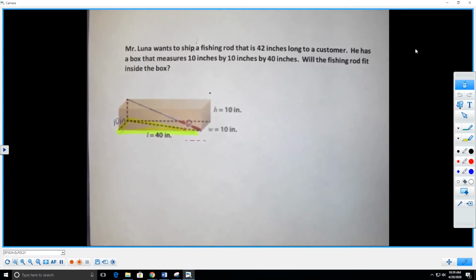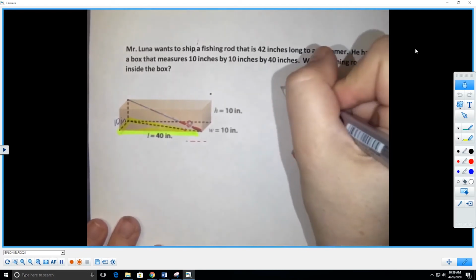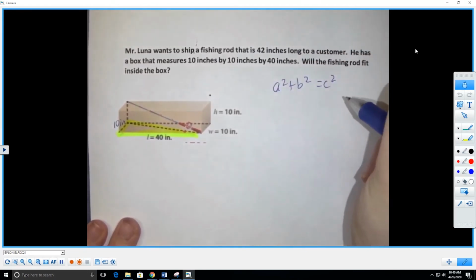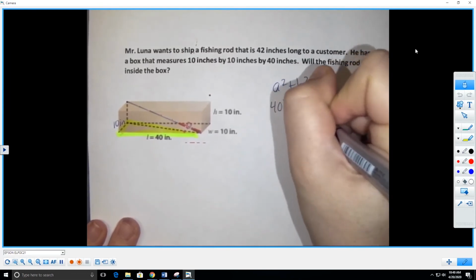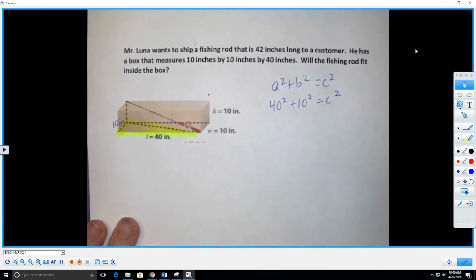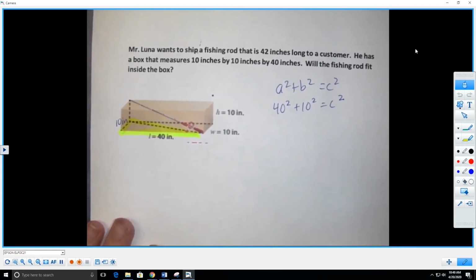I'll get you started and give you time to work. I'll substitute in the leg lengths first. So I have a squared plus b squared equals c squared. 40 squared plus 10 squared equals c squared. Now you take it from here and find the diagonal length.